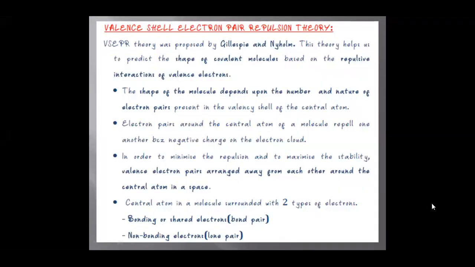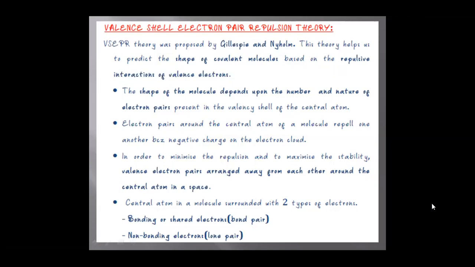Valence shell electron pair repulsion theory, that is VSEPR theory, was proposed by Gillespie and Nyholm. This theory helps to predict the shape of a covalent molecule based on the repulsive interactions of the valence electrons. According to this theory, the shape of the molecule depends upon the number and nature of the electron pairs present in the valence shell of the central atom.